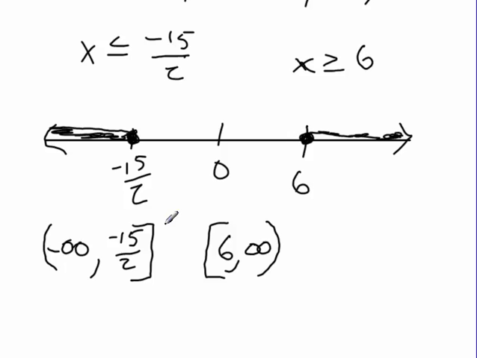And we're going to marry these two with a union. And that union says that x can take on all the values between negative infinity and negative 15 halves, or 6 and infinity.